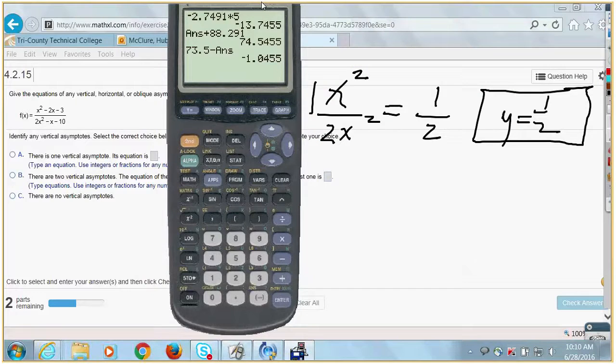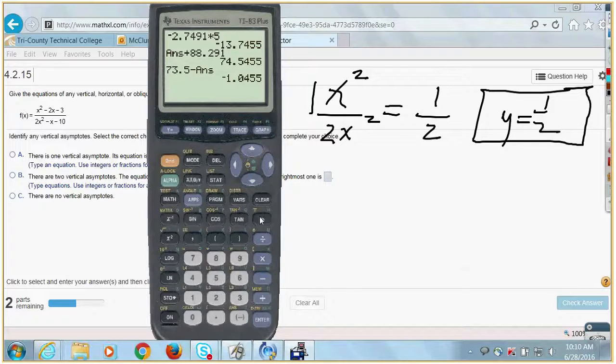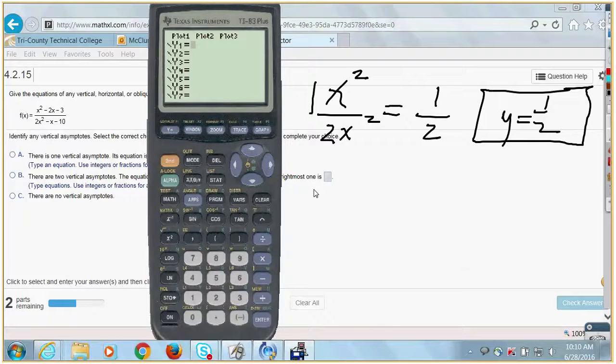There we go. So, clear. y is equal to, and you got to put in parentheses because it won't know what to do, x squared minus 2x minus 3, close parentheses, divided by, open parentheses, 2x squared minus x minus 10.